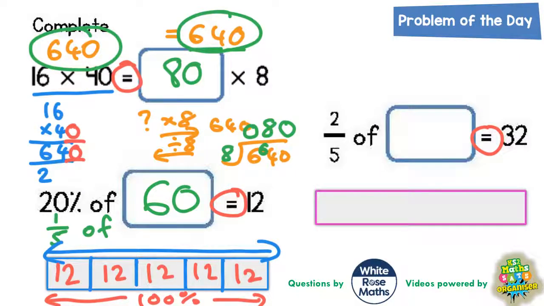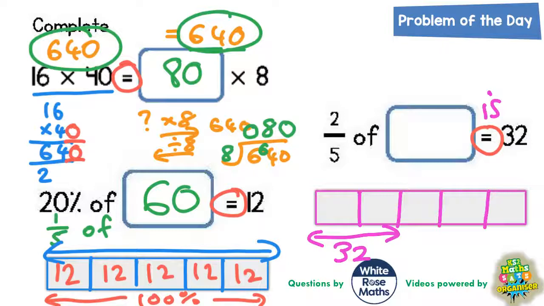For the final problem, 2/5 of a mystery number equals 32. Another bar is going to help. Now again, we're dealing with fifths, so split the bar into 5 pieces. 1, 2, 3, 4, 5. And we're told that 2/5 is 32. So these 2/5 must be worth 32 when they're put together. It doesn't mean that each fifth is worth 32. It means 2 of them together makes 32.